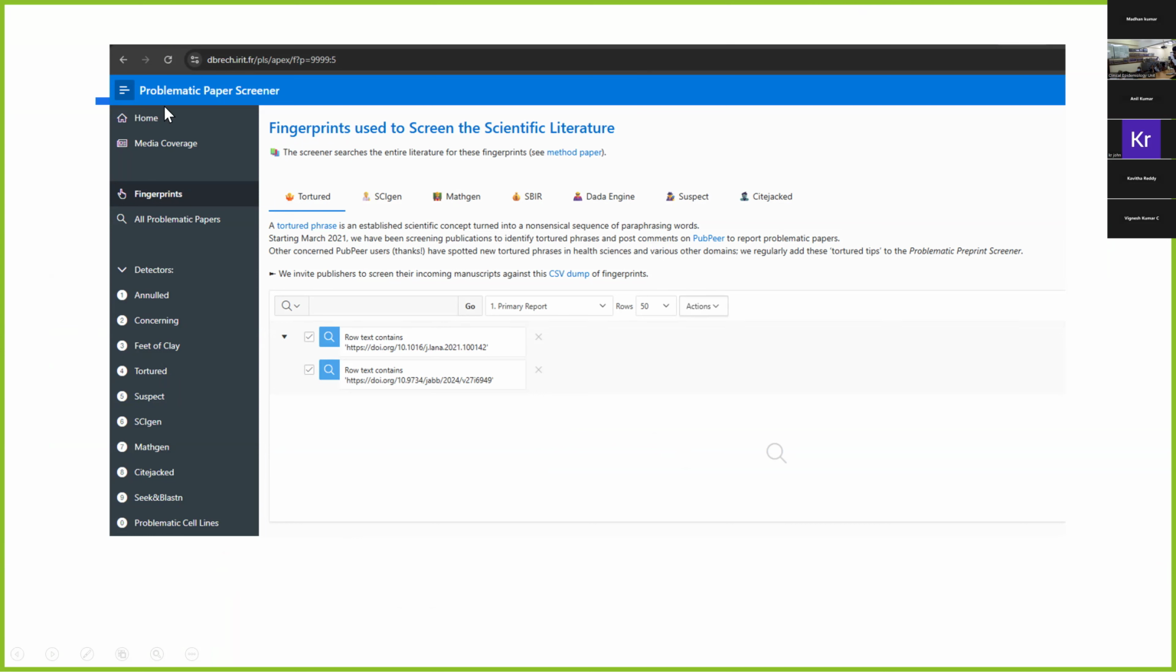And this is one tool which we can use to identify any tortured phrases, which is called the Problematic Paper Screener. When we enter the DOI of the study per se, this computer-based tool can screen for tortured phrases and give us a report for the same.